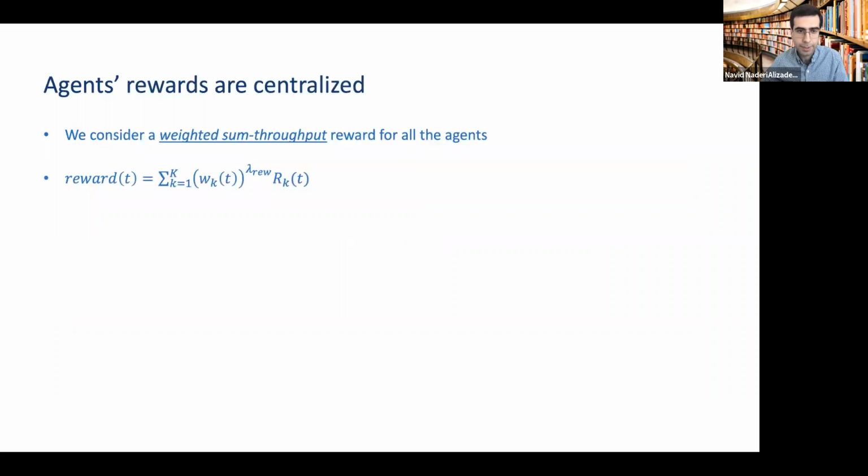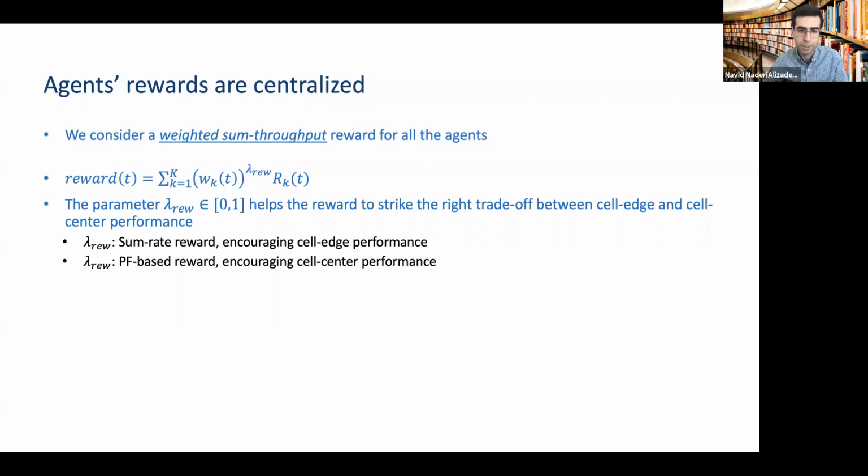Okay, so the last thing here is the reward that we give to the agents. Here we rely on a centralized reward, which is the weighted sum throughput for all the agents. The way we define it is the throughput each user gets, weighted by the inverse of its long-term average rate raised to some power lambda, which is a hyperparameter between 0 and 1. This helps us strike the right trade-off between the sum rate and the cell edge performance.